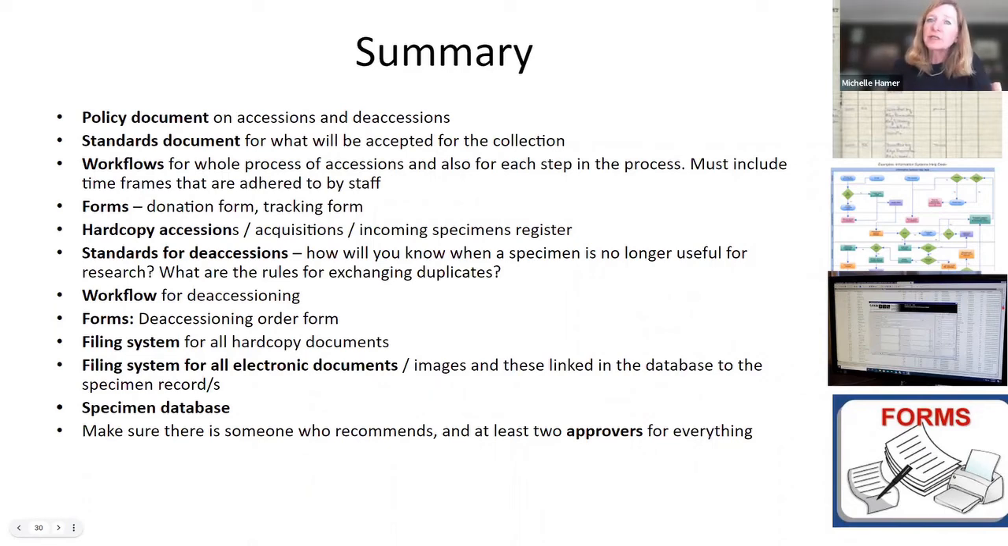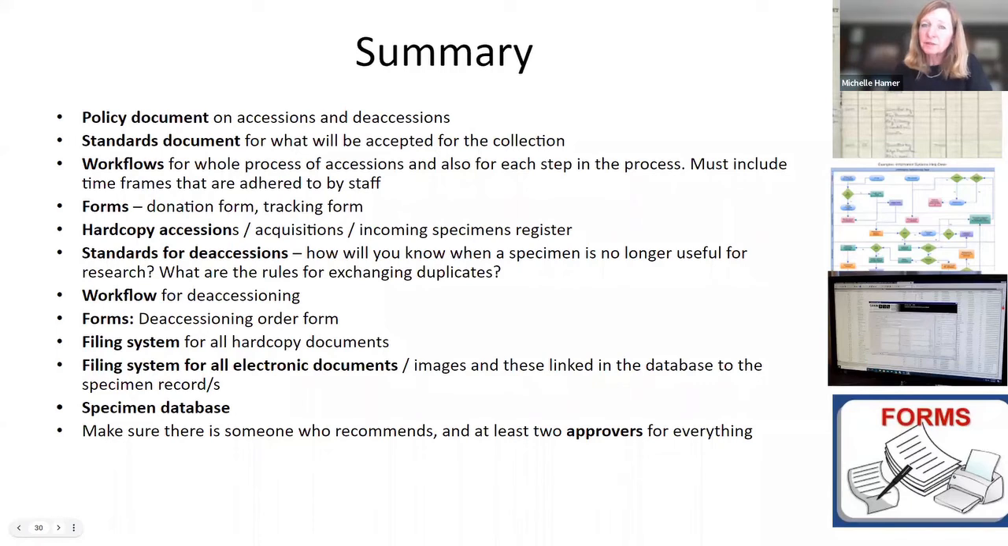And then for de-accessions, you also need standards. So how do you know when a specimen is useful for research? What are the rules for exchanging duplicates? All your standards. And then your workflow for de-accessioning, which is what I showed. You need a de-accessioning order form. That's in the manual. And then you need a filing system for all your hard copy documents. You need a filing system for all your electronic documents and images. And these should all be linked in the database to the specimen records.